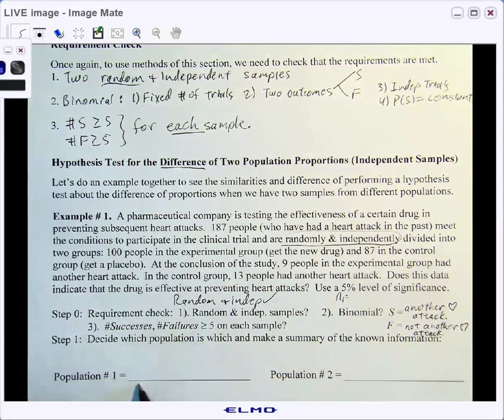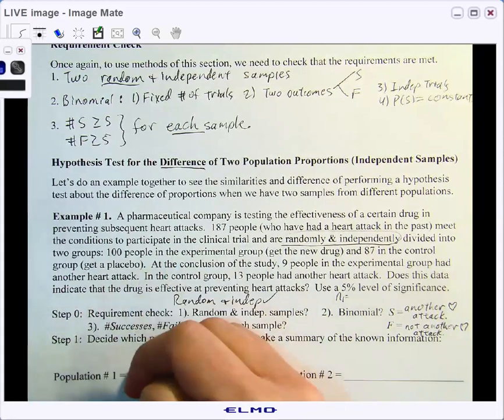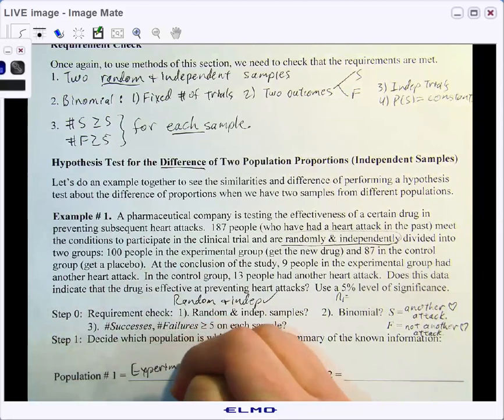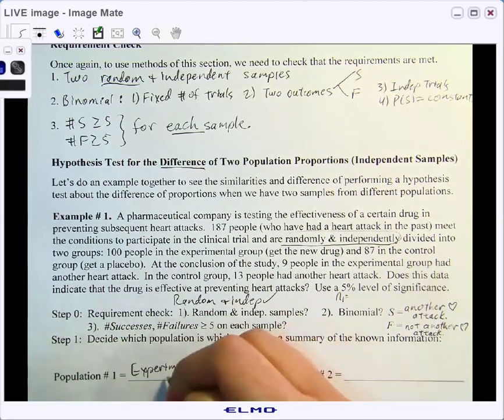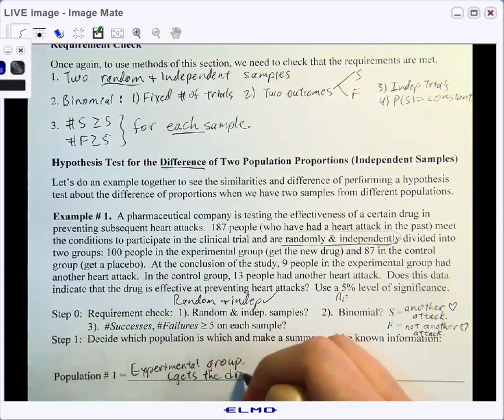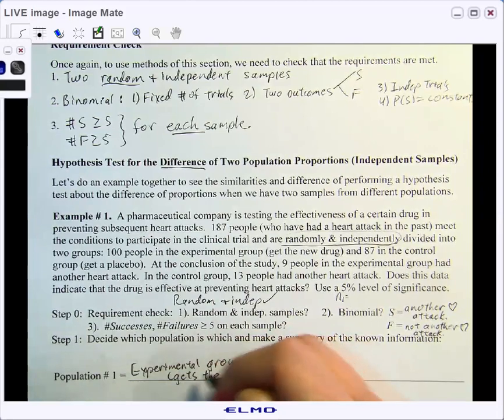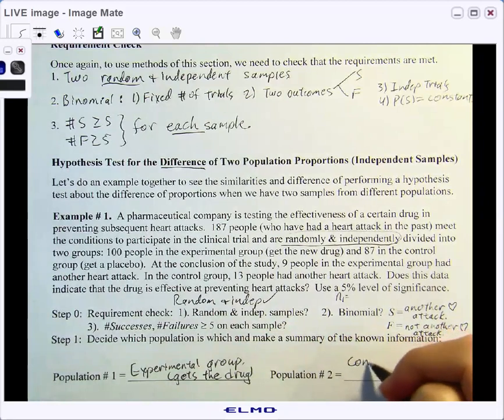Population 1, just because of the way it was worded in the problem, let's say that population 1 is the experimental group, the group that gets the drug. That would make population 2 be the control group, the group that gets the placebo, the sugar pill.